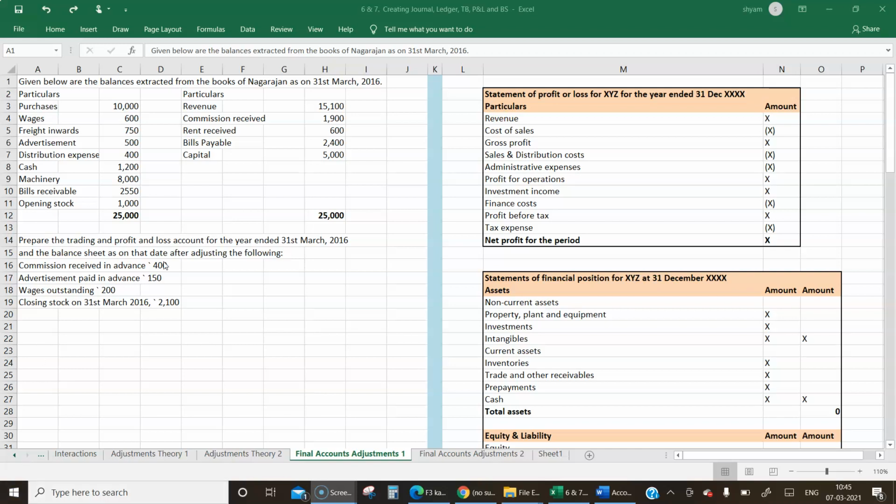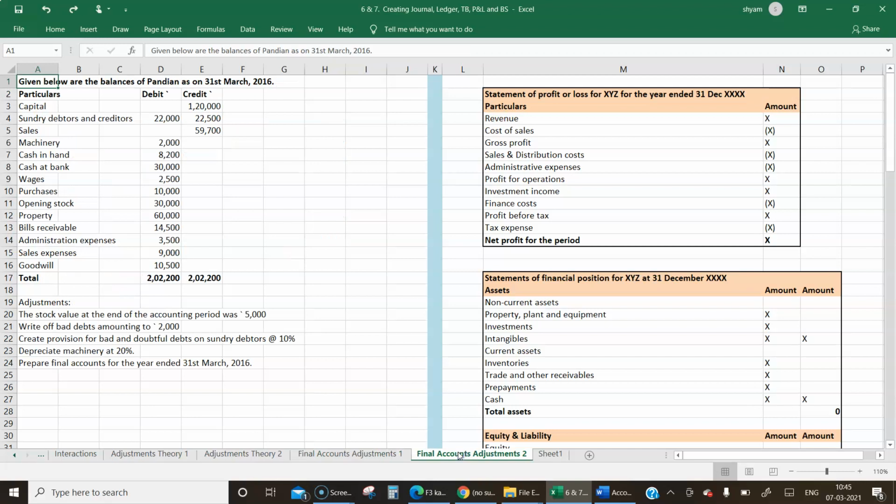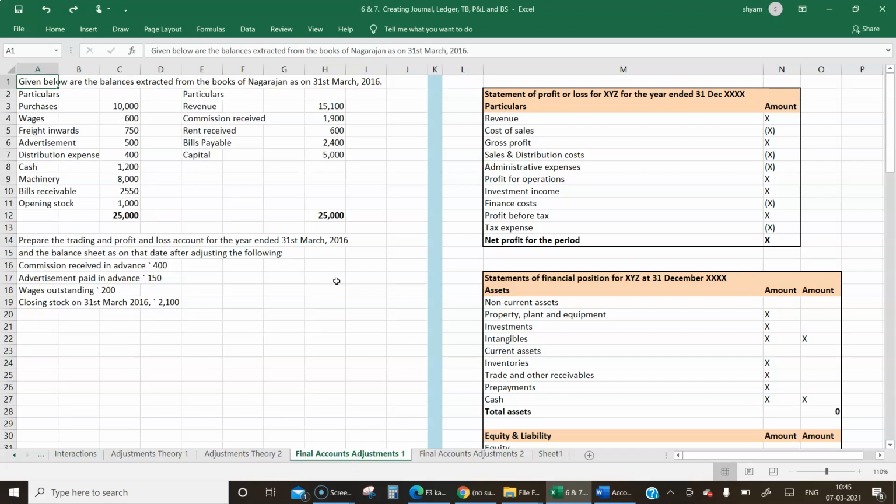So now we have seen how to create adjustments. So we'll apply this to a lengthier problem and we'll see how to work. This is a fairly small problem only. Okay. So we'll see two of these kinds of smaller problems. So we'll start.